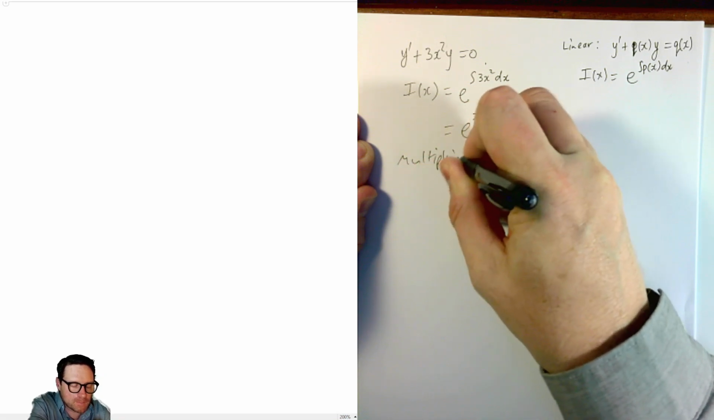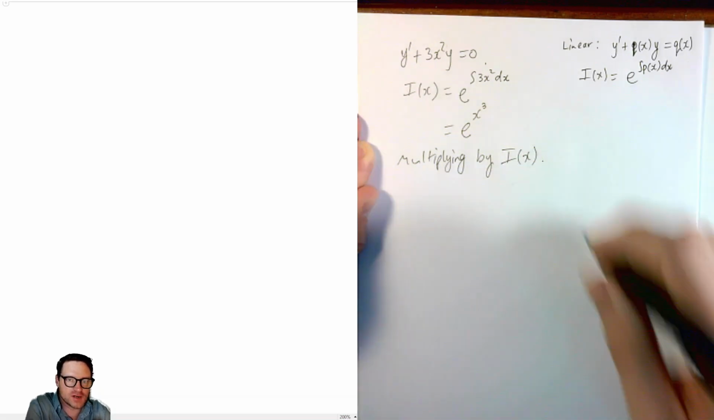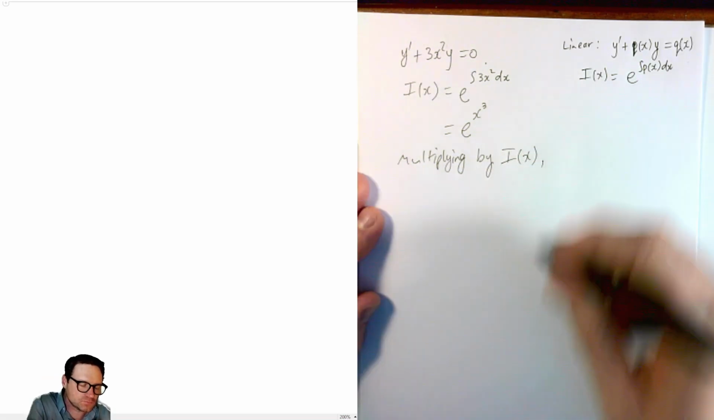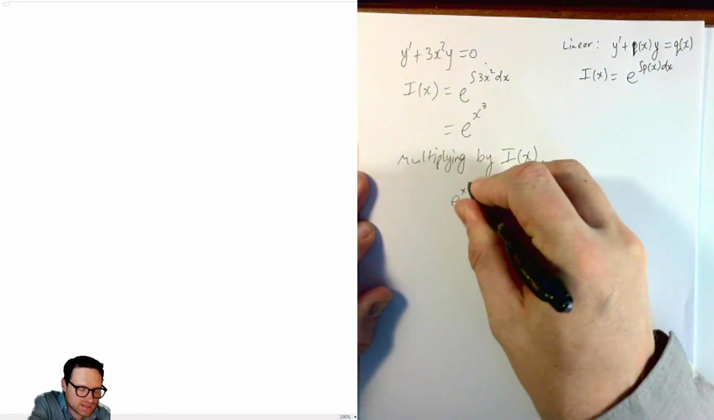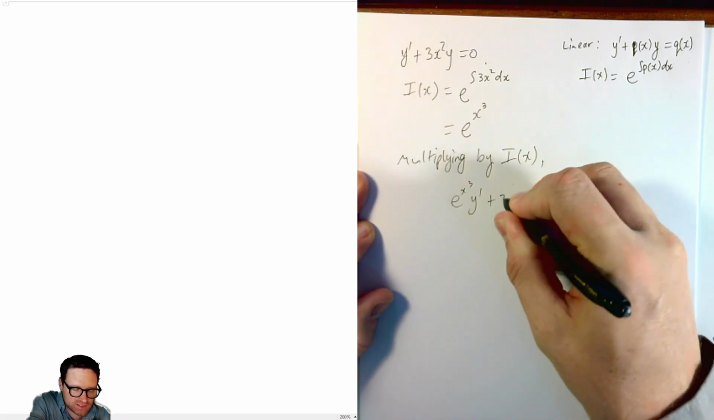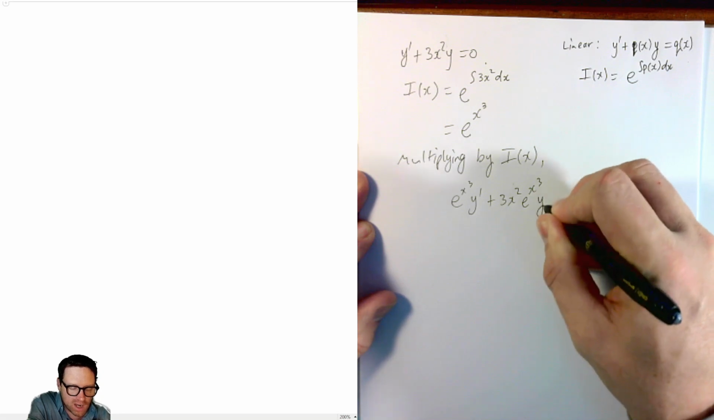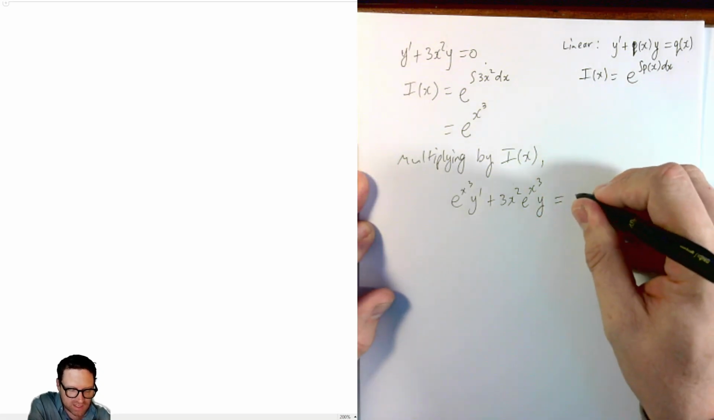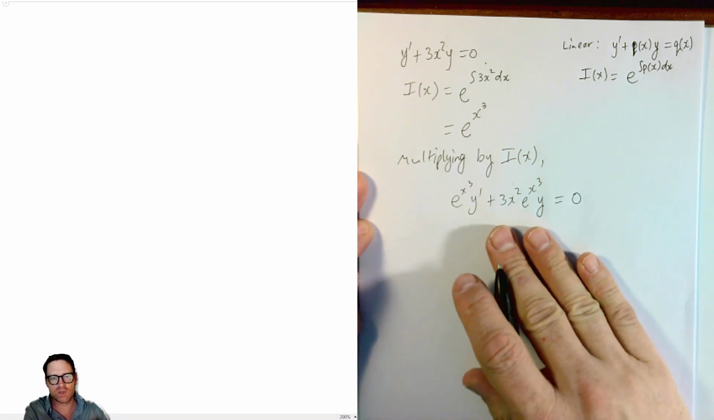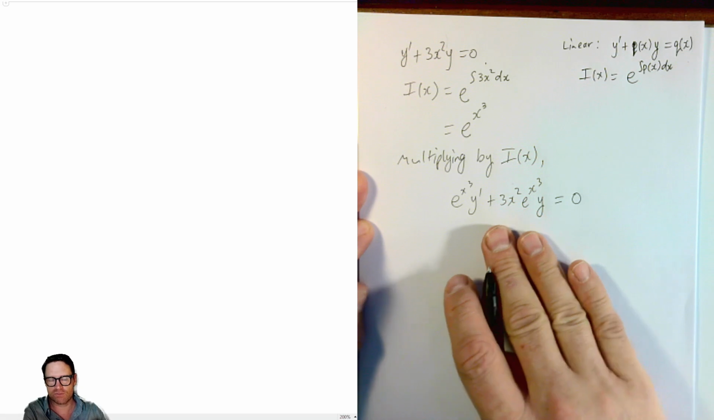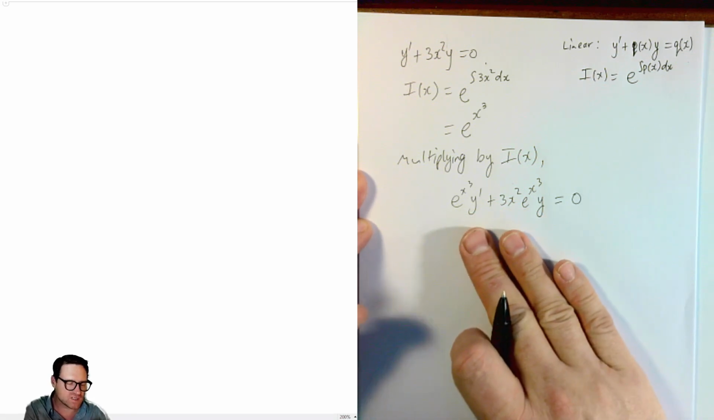So multiplying by I of x throughout the differential equation, we then have e to the x cubed y dash plus 3x squared e to the x cubed y is equal to 0 times e to the x cubed, so 0. Now the magic happens here because this always collapses down to the derivative of the product of y times the integrating factor.